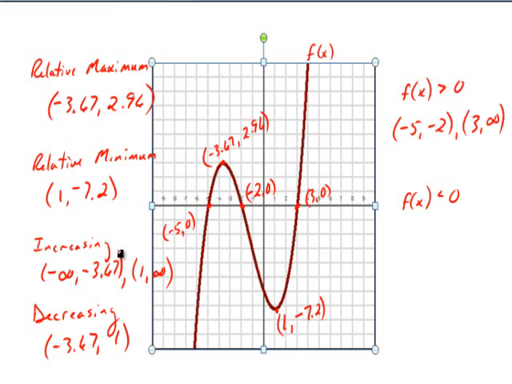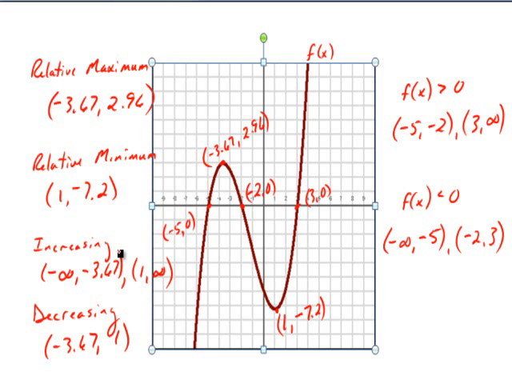Down below, we have f of x is less than 0. Where's the curve under the x-axis, where the y value is negative? That occurs from negative infinity until we reach an x value of -5, and also from an x value of -2 to an x value of 3. So those are some of the important aspects of this curve, some of the important characteristics.